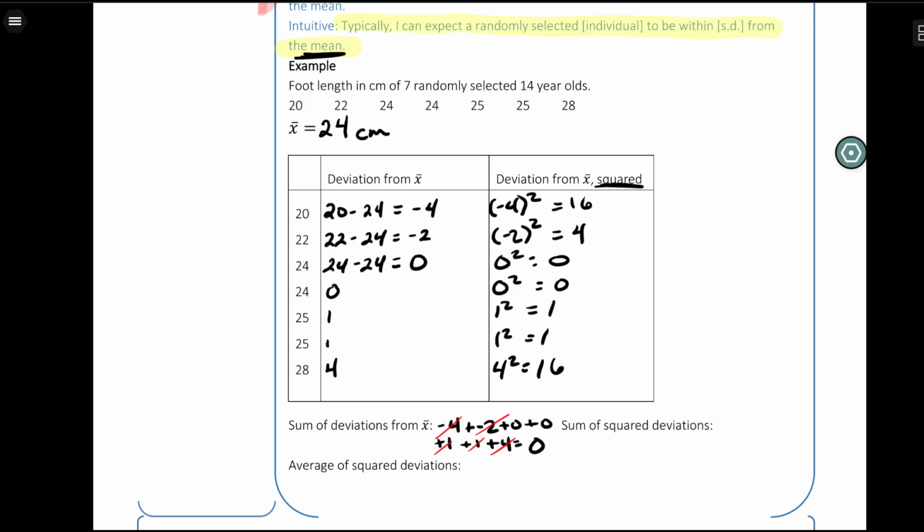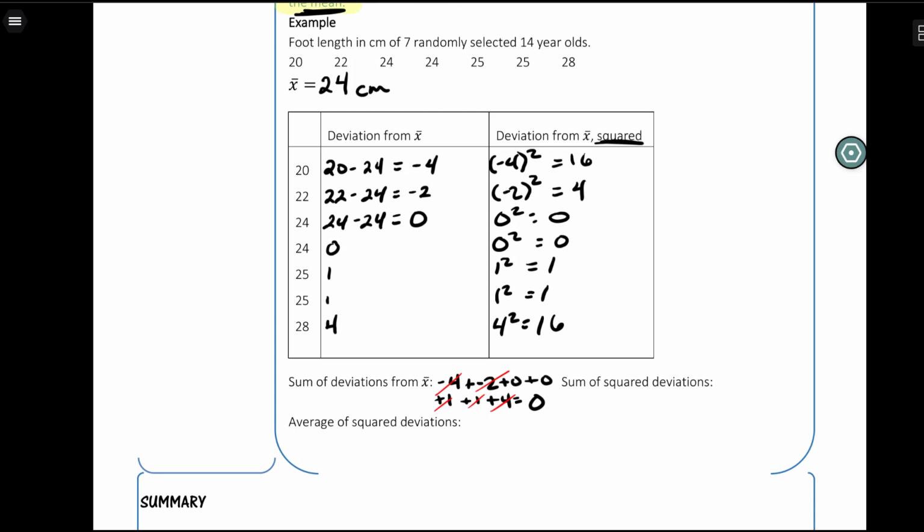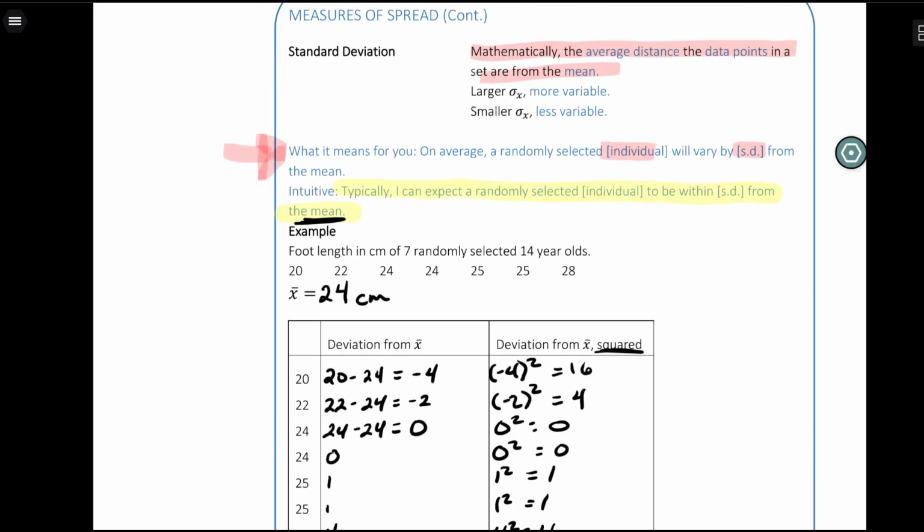Okay, we start off by summing them all up. So 16 plus 16 is 32, plus another 4 is 36, plus another 2 is 38. So the sum of my square deviations would be 38. And now let's take the average of it. 38 divided by 7 gives me 5.429 and then some other repeating decimal. And we might think, okay, well, that's great. That tells me that on average, a randomly selected 14-year-old's foot will vary by 5.429 centimeters from the mean.